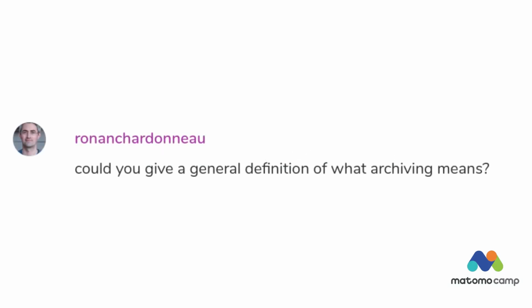Could you give a general definition of what archiving means? Archiving is basically the process that Matomo uses to process all of that raw data. As you can imagine, if you're sending hundreds of thousands of tracking requests or hits to your Matomo interface, that data on its own isn't really useful to look at. What archiving does is take that raw data and parse through every single piece of it, which is then used to generate the reports that you view in your Matomo instance.